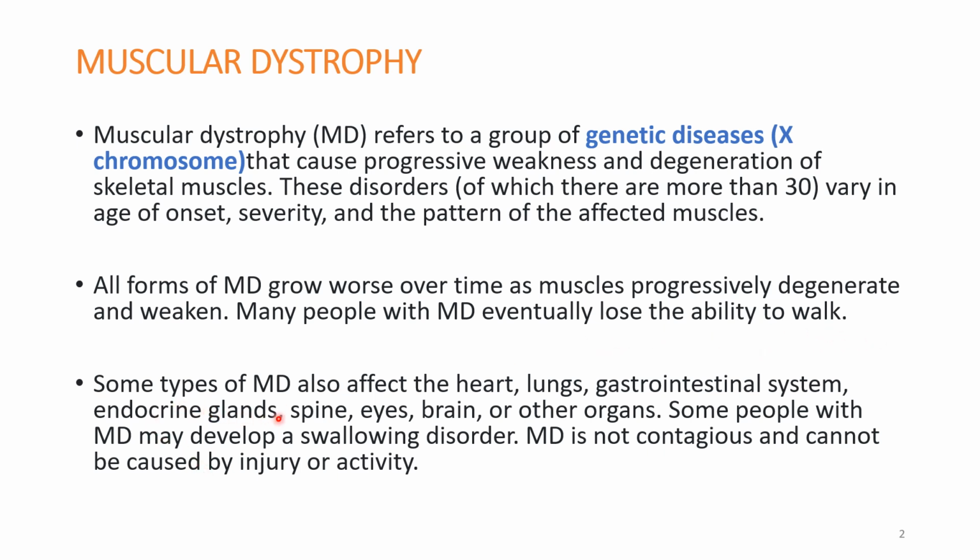Some types of muscular dystrophy can also affect the heart, lungs, GIT, endocrine glands, spine, eyes, brain or other organs. Some people with muscular dystrophy may develop a swallowing disorder also. It is not a contagious disorder and cannot be caused by injury or any activity. So it is a genetic disease present on the X chromosome.